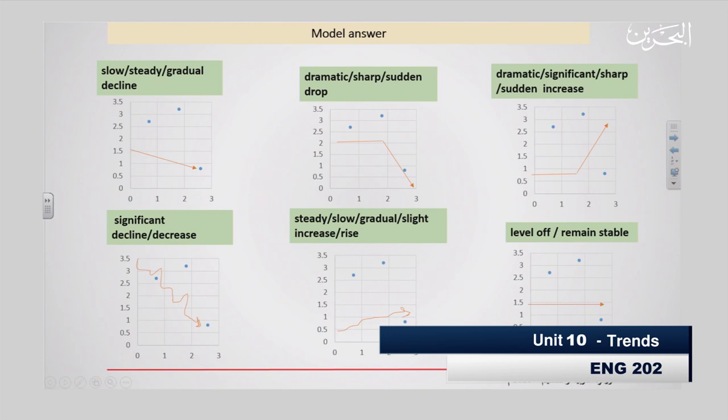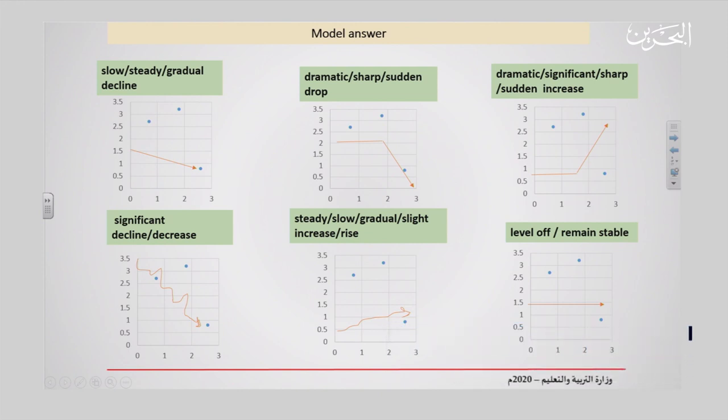Chart number two, as you can see, there is a sharp drop. Can you see the arrow? So, a dramatic drop, sharp drop, or a sudden drop. Chart number three, as you can see, the arrow is up. And it's a sharp increase. So you can say dramatic, significant, sharp, or a sudden increase.